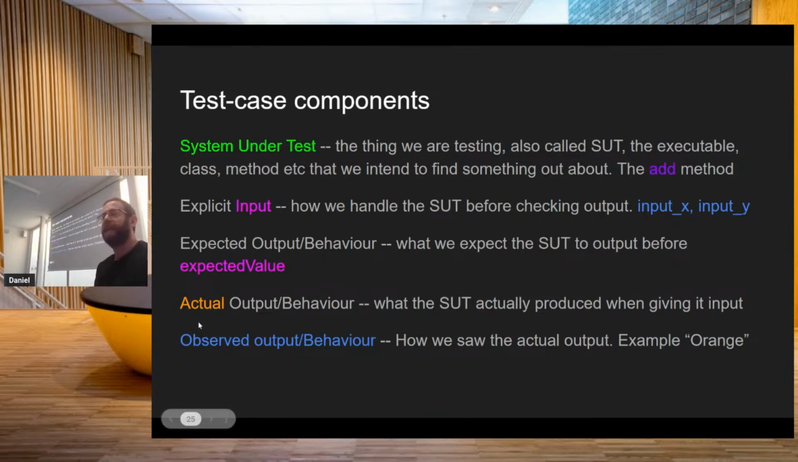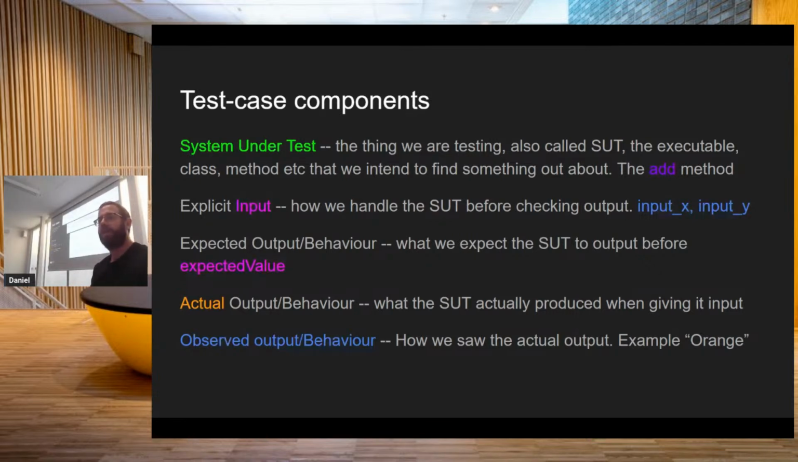And then we have the actual behavior. In order to get the actual behavior, we need to exercise the system under test so that we get an output. Sometimes the output is not a return value. It's easier to test with return values than with other kinds of things, but it's not always a return value. We're going to talk more about that when we're talking about unit testing. And then finally, observed output or behavior. How we saw the actual output.